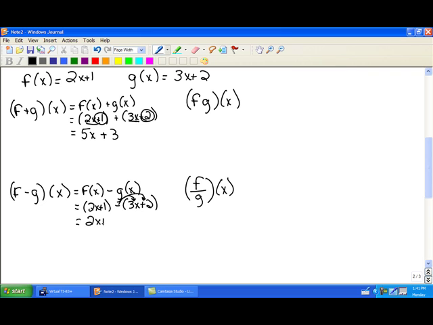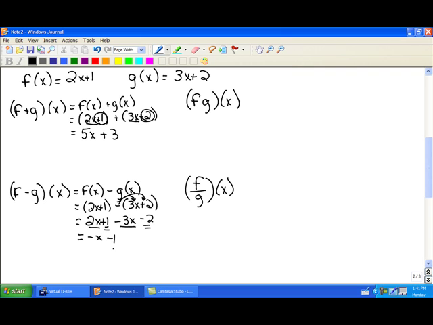First parentheses of 2x plus 1 stays the same. We're going to subtract the 3x, and then we're also going to subtract the 2. To combine like terms, 2x minus 3x is a negative x, a positive 1 and a negative 2 is just a minus 1.